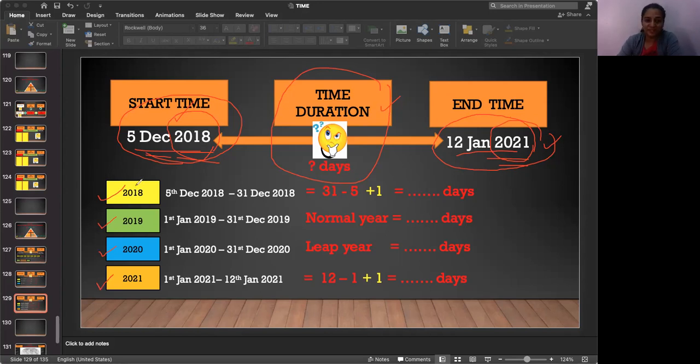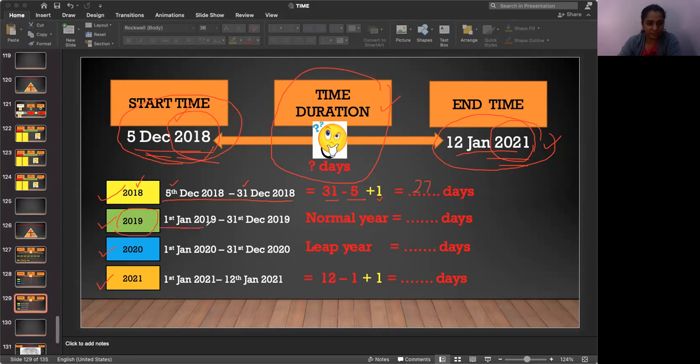Let's start with the first year, 2018. You start calculating how many days there are from 5th December until 31st December. All you need to do, take 31 days, the last date here, minus 5, the first date, and plus 1. And how much would that be? 31 minus 5, that's 26. 26 plus 1 would be 27 days, if I'm not mistaken, right?